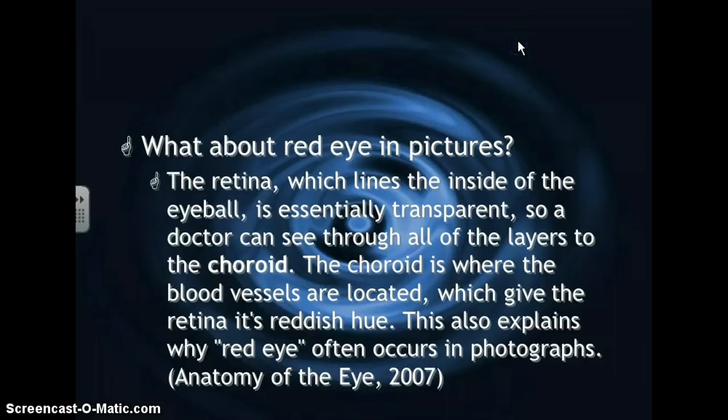Red eye in pictures, well, the retina, which lines the inside of the eye, is essentially transparent so that a doctor can see through to all the layers of the choroid. The choroid, where the blood vessels are located, gives the retina its reddish color, and so that can explain red eye in photographs.